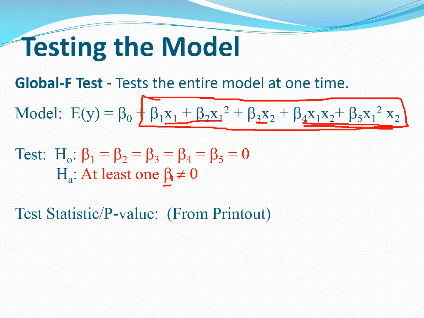In words, the null says nothing works. The alternative says something works. It's not specifying what, but it's saying something works. And so now we've set up a test of hypothesis.